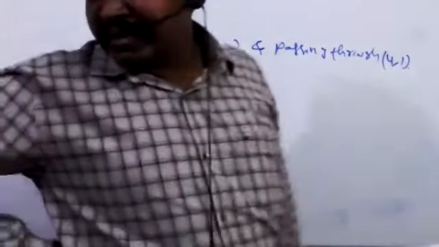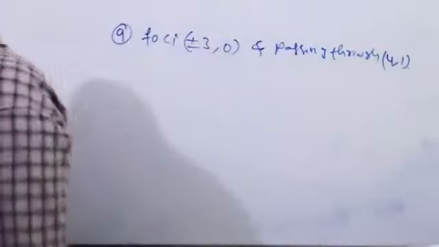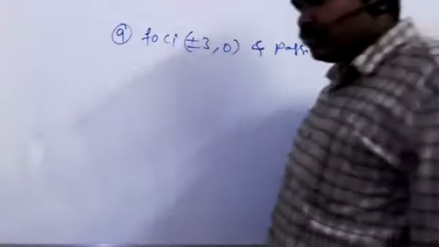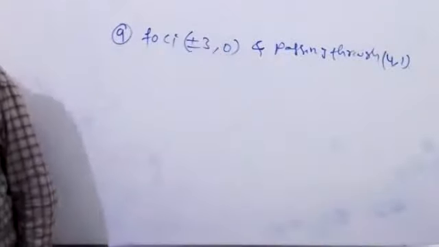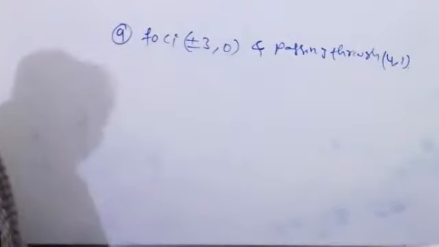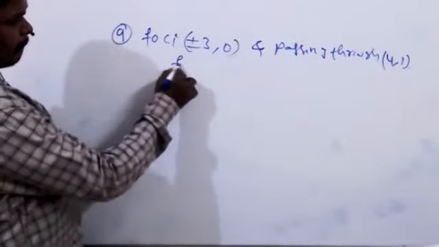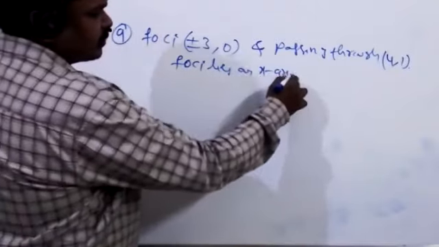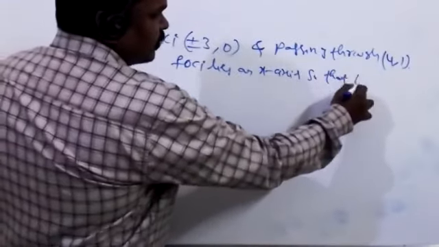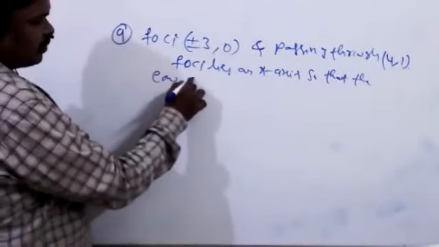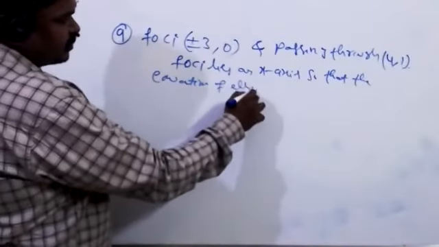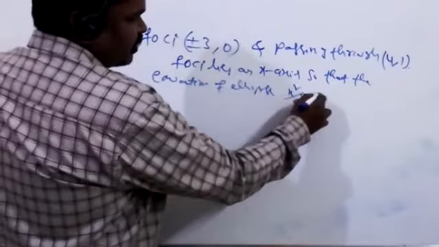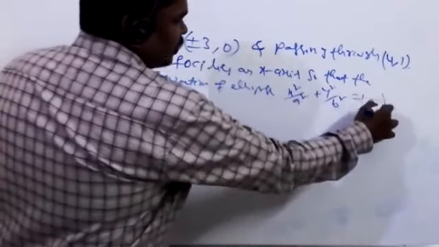Foci of the ellipse lies on the x-axis, right? Yes, sir. Then the equation of the ellipse is x square by a square plus y square by b square is equal to 1.